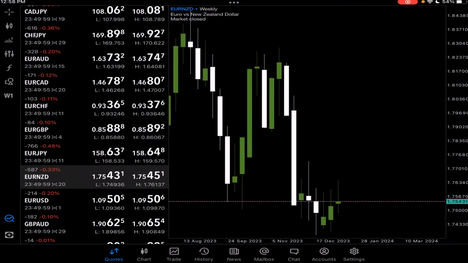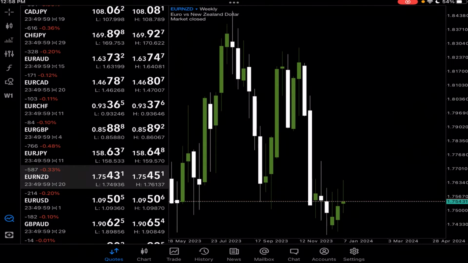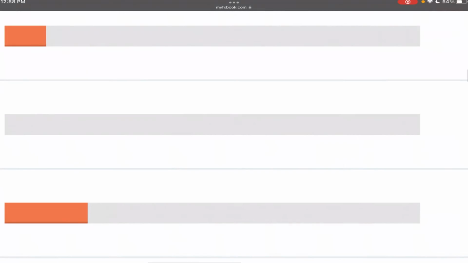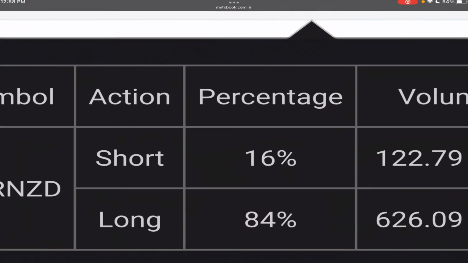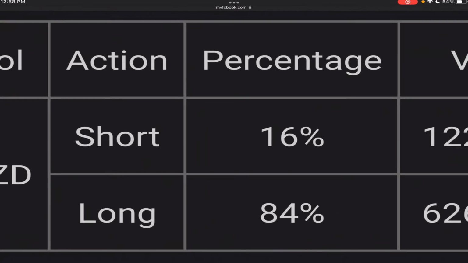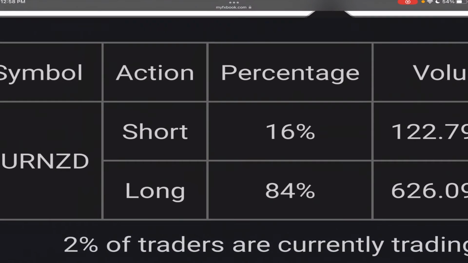So you see this? It is showing us that Euro NZD is actually bullish, but in actual sense, Euro NZD is bearish. What I don't know is if Euro NZD is recovering from a lower percentage up to a higher percentage, or if it is still going back down. That is one thing I don't know.